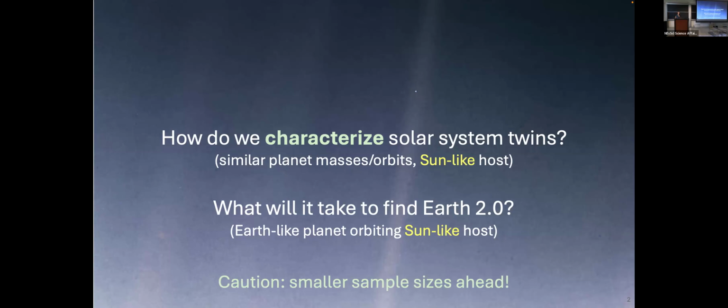And because we're talking about direct imaging, although this is a demographics workshop, direct imaging necessarily has a smaller sample size. So I'm not going to wow you with 1,000 direct imaging planets and all of the fantastic demographics you can do with that, but you can still do pretty exciting comparative planetology with a smaller sample size.